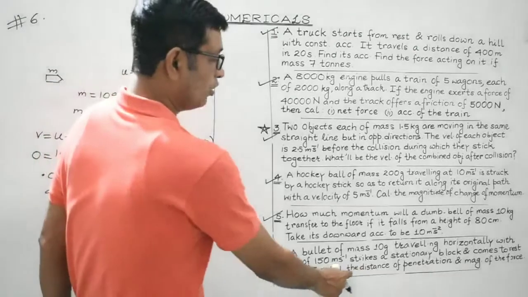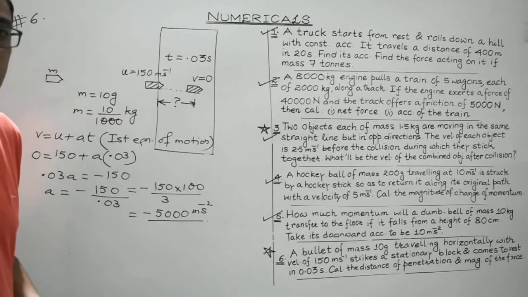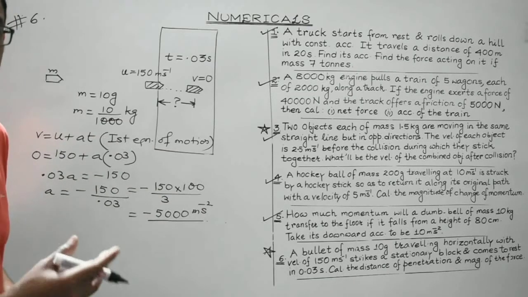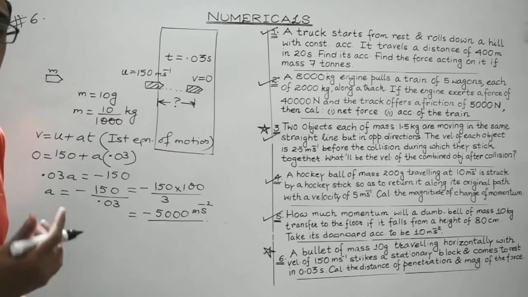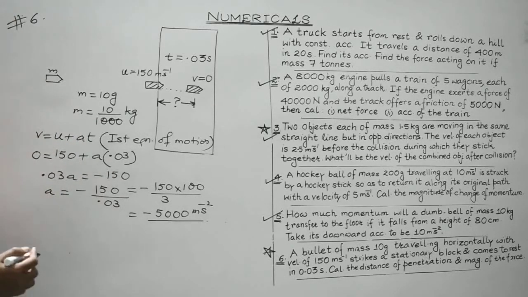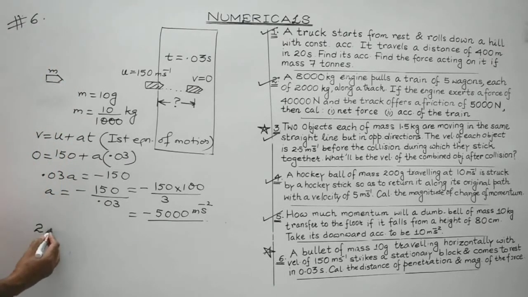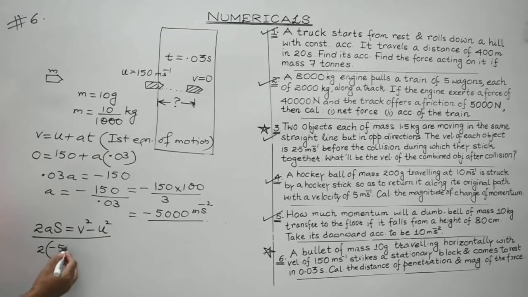Now calculate the distance of penetration. Once we are able to get A, then we can make use of S equals to ut plus half at square, or we can make use of V square minus U square is equal to 2as. So it's your wish to make use of any of the equations of motion. So let's make use of this equation. 2as is equal to v square minus u square. This is from the third equation of motion. So let's substitute the values. 2, what is the value of a? It is minus 5000. S is to be determined.